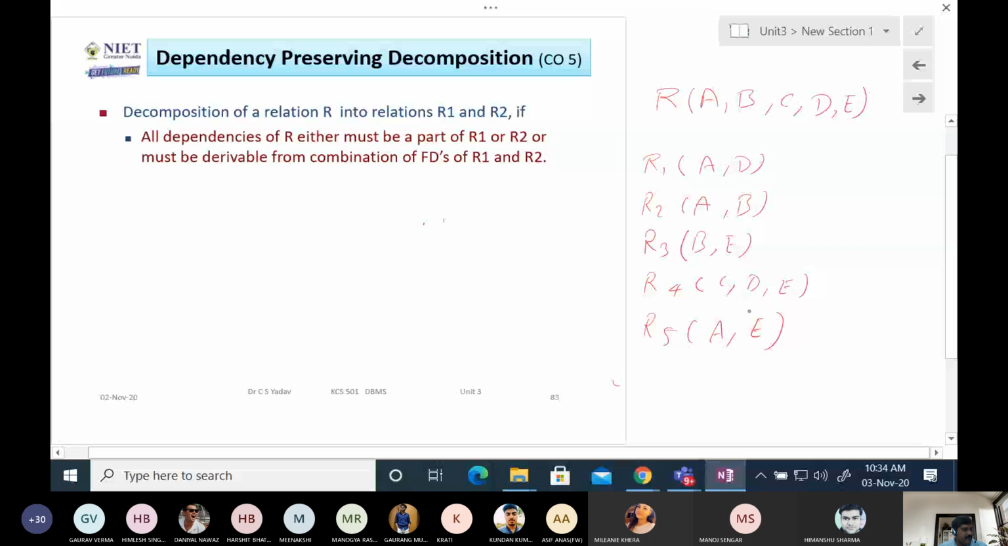Please note it down. Now the functional dependencies: FD1 equal to A determines C, FD2 B determines C, FD3 C determines D, and FD4 D comma E determines C, and FD5 C comma E determines A.